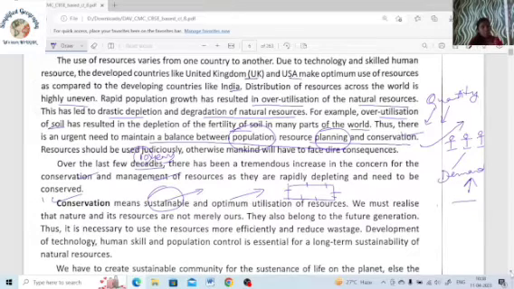Whatever items we are using, we should keep some portion of it for our future generations. We must realize that nature and its resources are not merely ours. They also belong to the future generation. Thus, it is necessary to use the resources more efficiently and reduce wastage. Development of technology, human skills and population control is essential for long-term sustainability of natural resources. Clear?